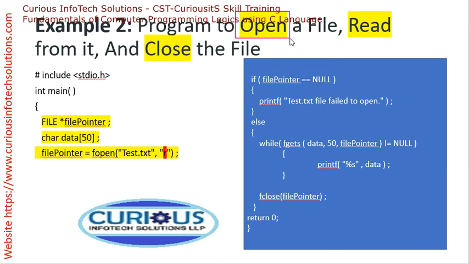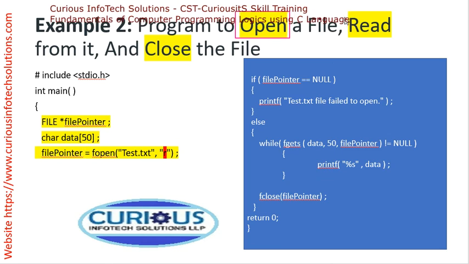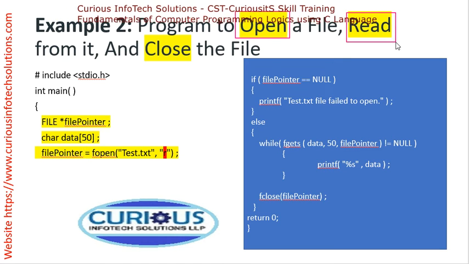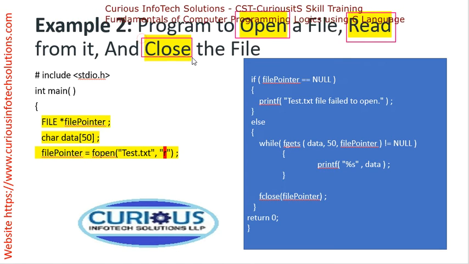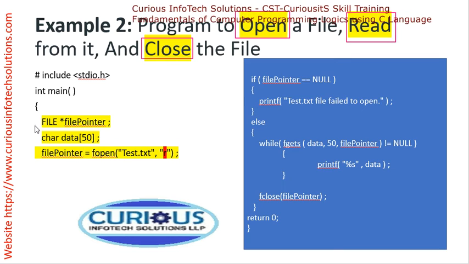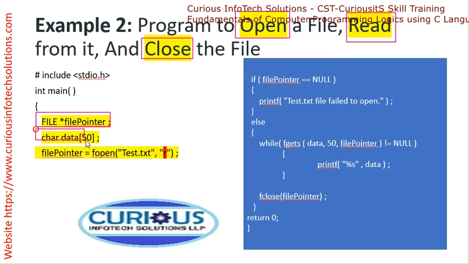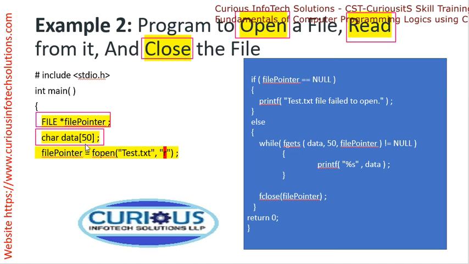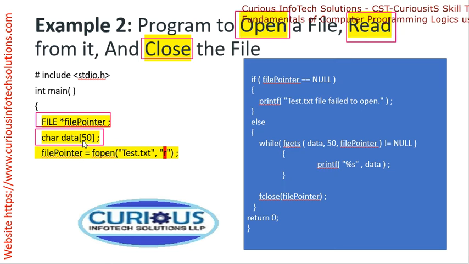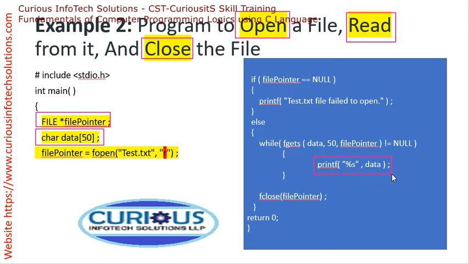The first operation, open a file. Second operation, read from it. And third operation, close the file. So here we have the file pointer, then data in the string. This is a character. So here we will get an output, and that output we will display on the screen. So this is the screen.